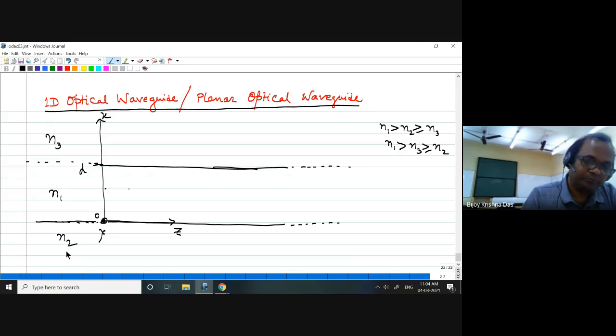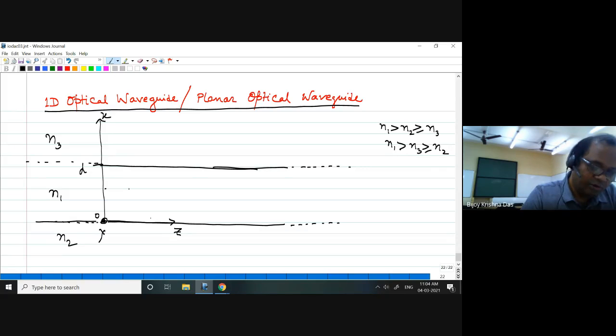And we want to study, if total internal reflection is taking place, what is the condition? In the last class we were discussing whether all angles satisfying total internal reflection at both interfaces can satisfy guidance or not. That was the question we started discussing in the last class. So we'll continue from there.